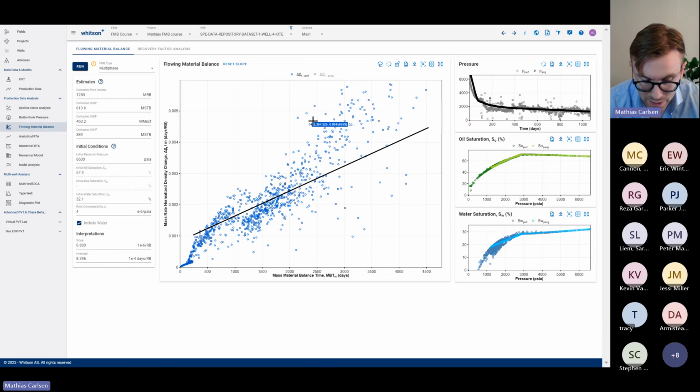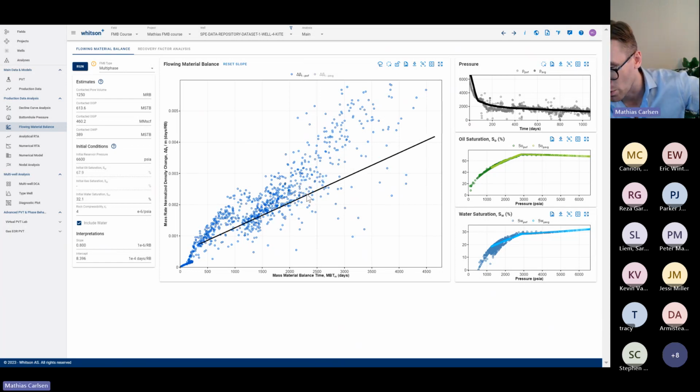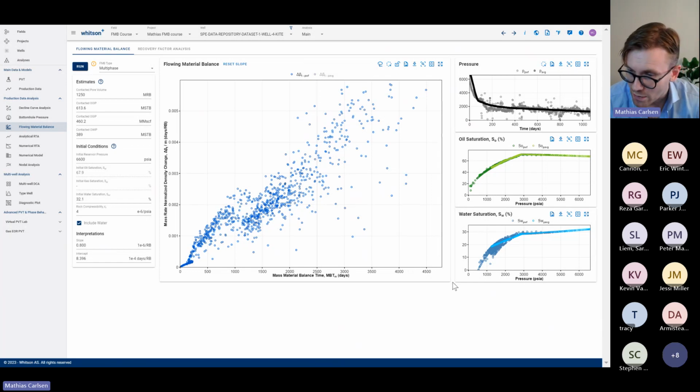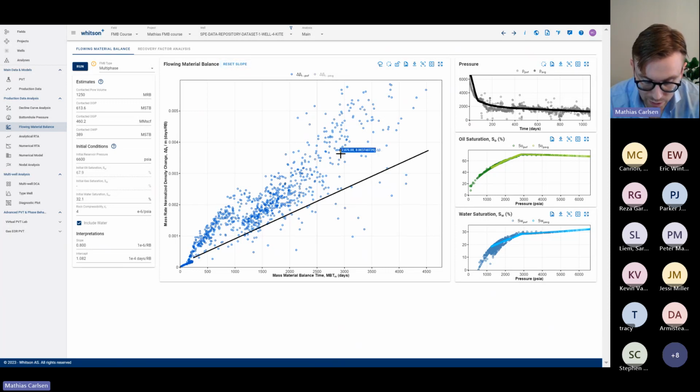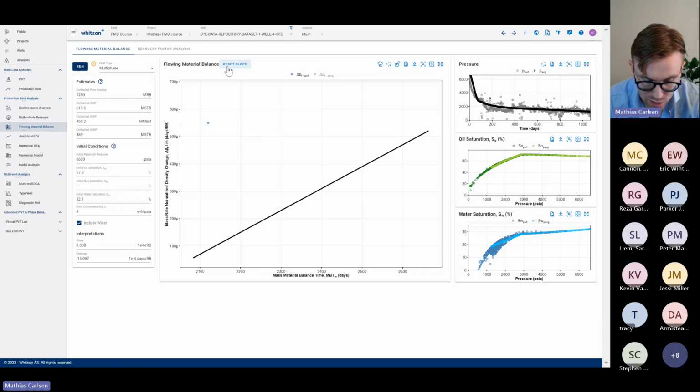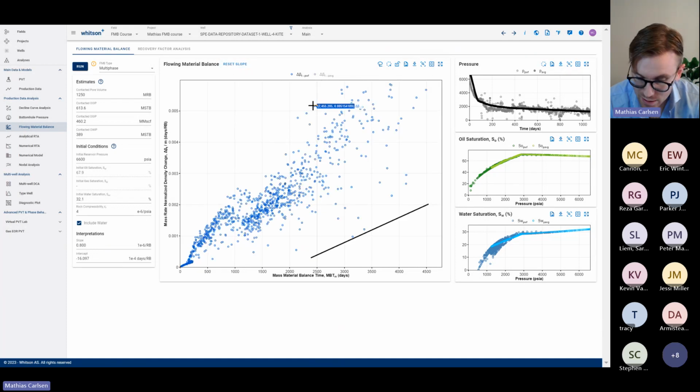One thing you'll see that can happen sometimes is that this slope, and this is for everywhere there's a slope in the software, multiphase FMB, analytical RTA, fractional RTA, you name it, goes outside of your screen like this. There's a button, reset slope. Just like that, reset slope. So if you ever lose it, let's say I zoom into a part that doesn't have the slope in it, just click reset slope and you're good to go. So that's the first thing.